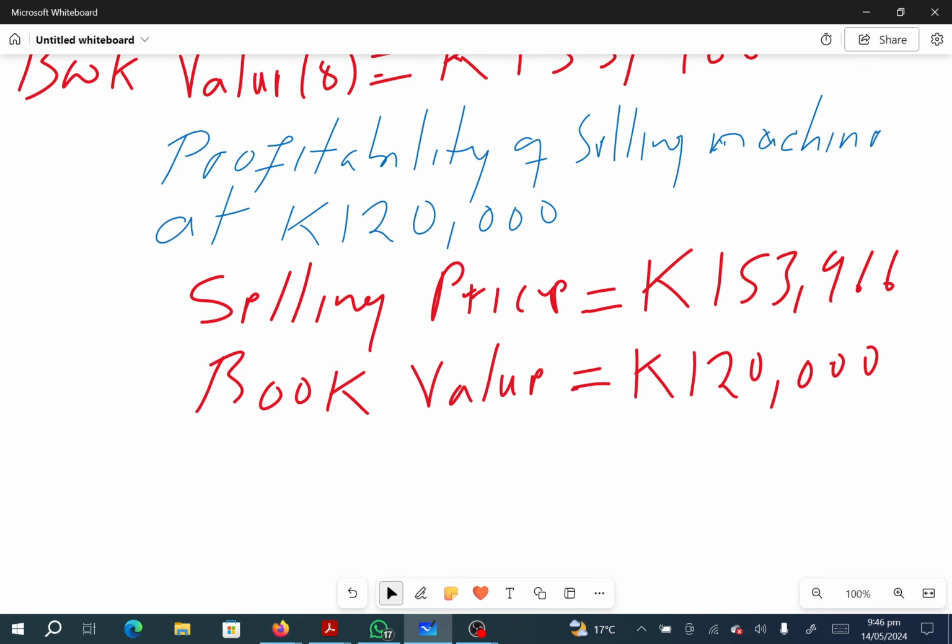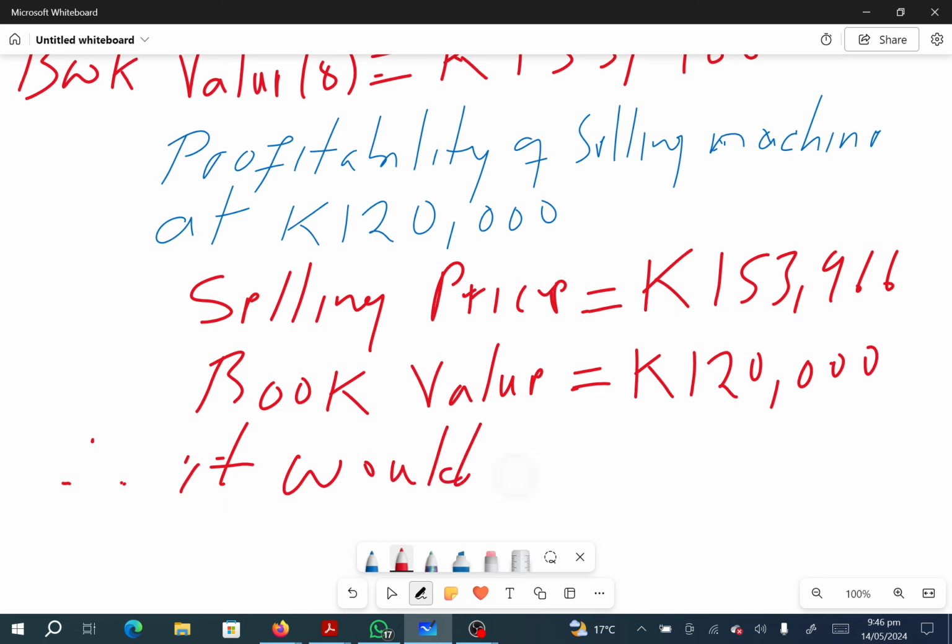So therefore it would not be profitable to sell the machine for 120 at the end of 2007. So you say therefore it will not be profitable.